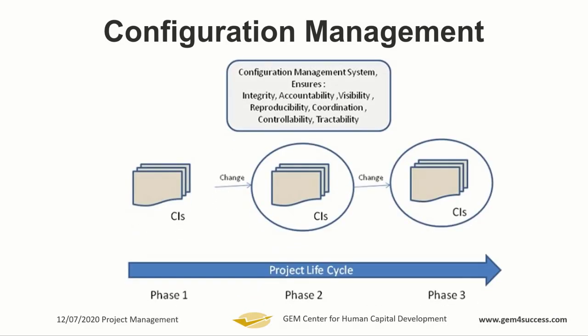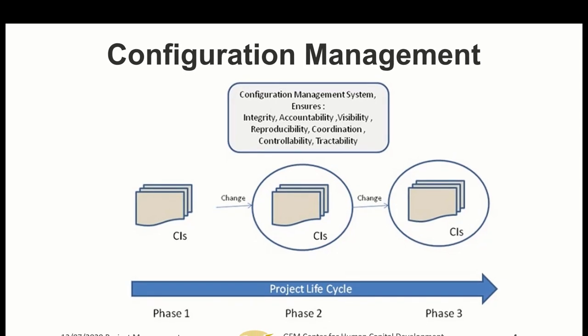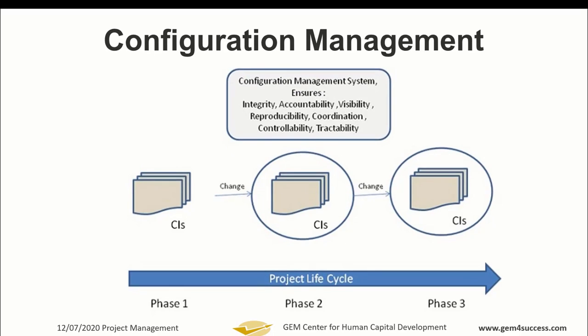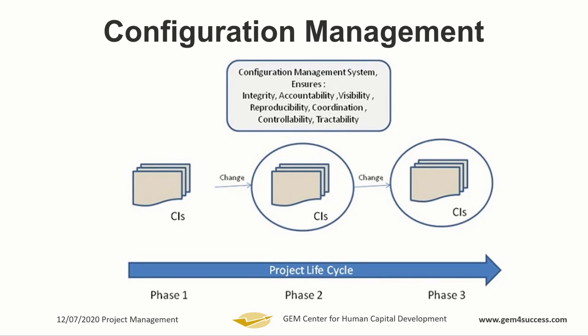So this is just an example of a depiction. You have throughout the life cycle of a project, at the beginning, of course, the first versions of all your documents and plans and all of that. And then as those things are changing, you want to ensure that your configuration items are managed appropriately. You want to ensure you maintain the integrity of your documents across board, across stakeholders, the accountability, the visibility, reproductivity, coordination, controllability, and trackability.